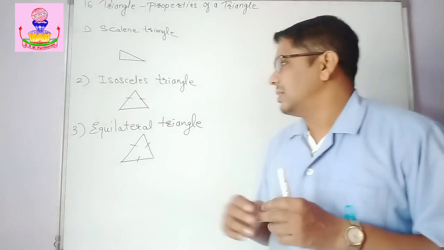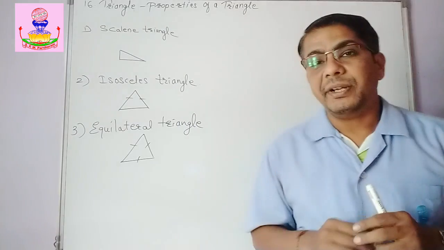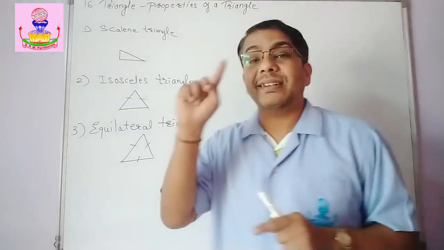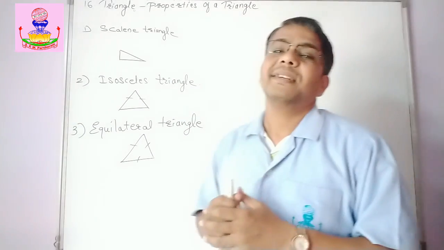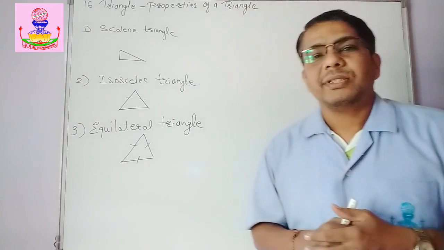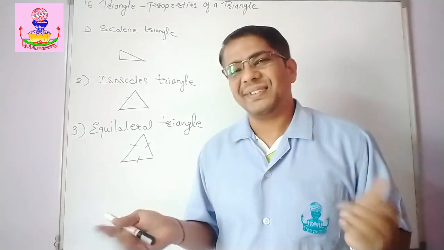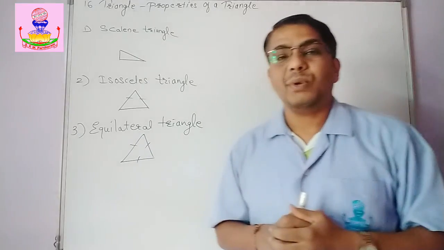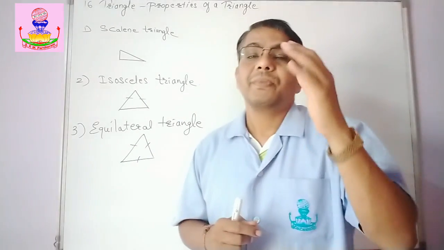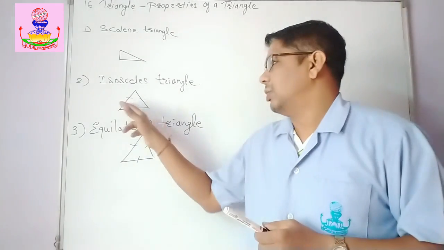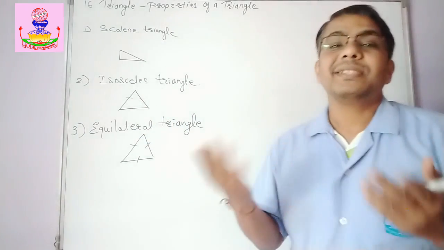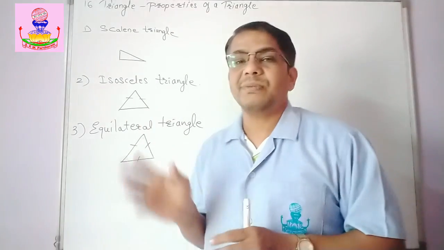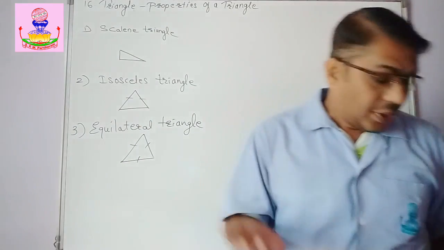The speciality of an isosceles triangle is that two sides are congruent, and the angles opposite to those two sides, which we call the base angles, are also congruent. The measure of those changes, depending upon the measure of the third angle. Depending upon that, the measure of these two angles will change, but they will be equal. Here, for an equilateral triangle, it is always 60 degrees.